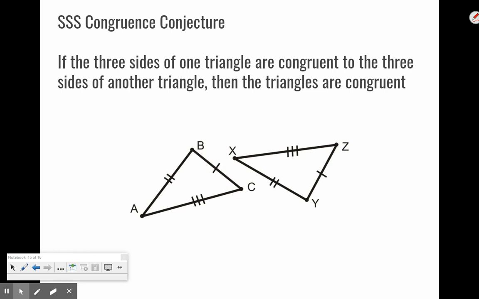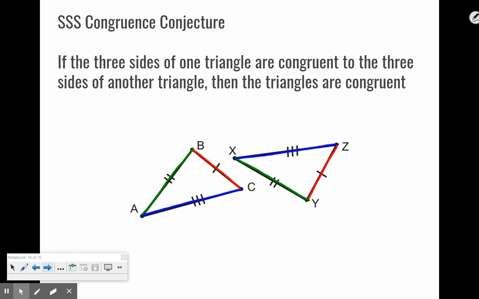Notice that I have 3 congruent markings. Side BC is congruent to side YZ. I also know that AB is congruent to side XY. And then finally, I know that AC would be congruent to XZ. So now that I know that all 3 of these sides are congruent, then I know that all 3 of the angles are also congruent.